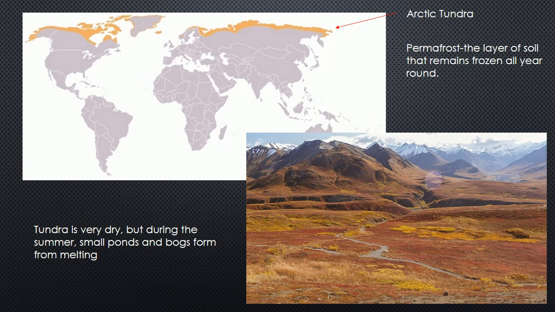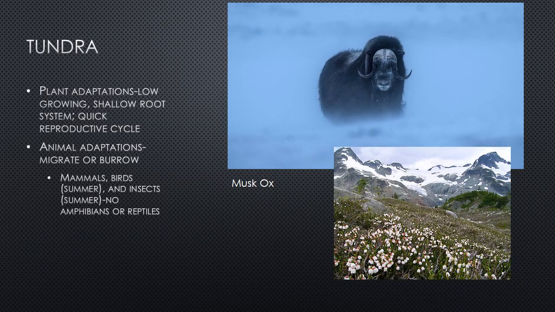So here on this map you can see where most of the Arctic tundra is located, all the way up there in that polar region. And a tundra is extremely dry. During the summer, small amounts of that permafrost do melt and you wind up with bogs. So just kind of very mushy, small, almost pond type areas. Our plant adaptations in the tundra area are low growing, shallow root systems, and quick reproductive cycles because that growing time is so short.